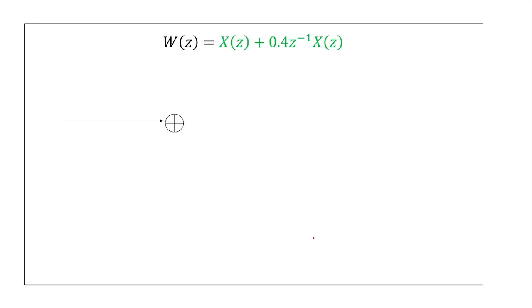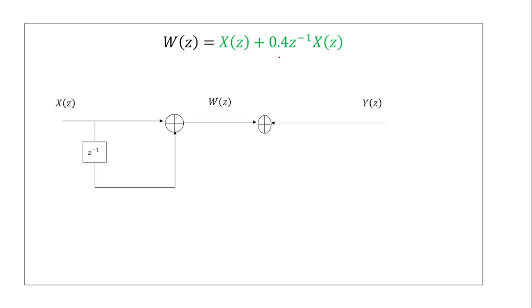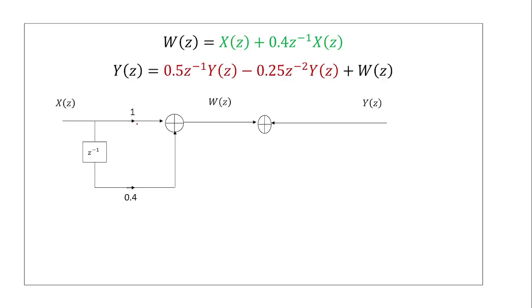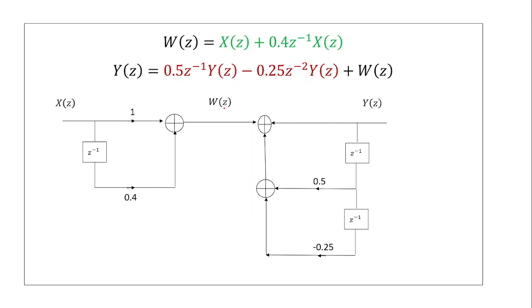Draw the structure for the first equation, W of z is equal to x of z plus 0.4 z inverse x of z. Here only one delay element, so I'll be getting one delay element. W of z is equal to x of z, so the coefficient is 1 and the z inverse coefficient is 0.4. The second equation is y of z is equal to 0.5 z inverse y of z minus 0.25 z power minus 2 y of z. Two delays here, right? The z inverse coefficient is 0.5, and the z power minus 2 coefficient is minus 0.25.